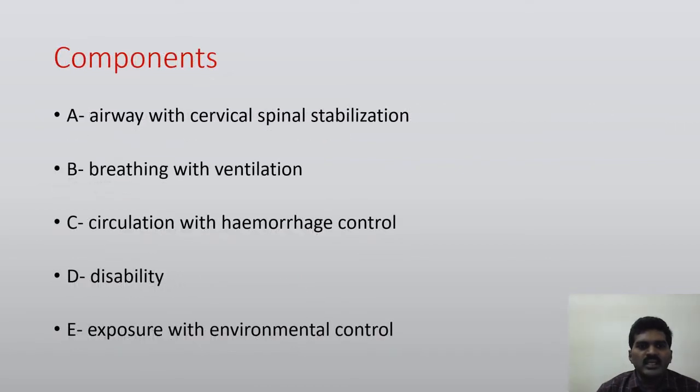The 5 critical areas are airway with cervical spine stabilization, breathing with ventilatory appropriateness, circulation with hemorrhage control, disability, and exposure with environmental control.